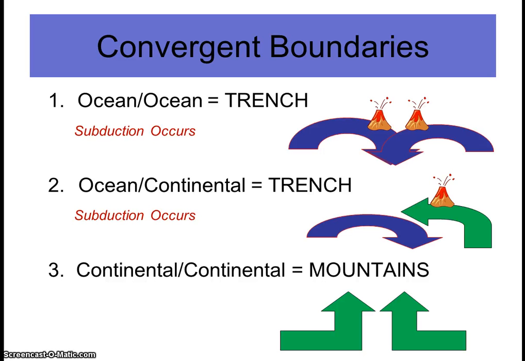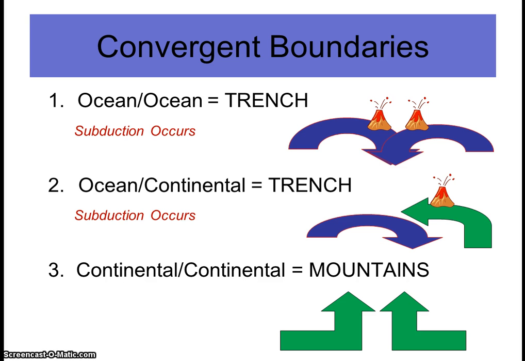So depending on which one is hitting which, we're going to get different landforms that occur. So the first thing I want you to pay attention to is the word subduction. It's in red on the screen. Subduction is a fancy scientific word for sinking. So anytime anything is sinking, specifically it's going to be an oceanic plate, and you're going to get magma that forms, and you're going to get volcanoes.